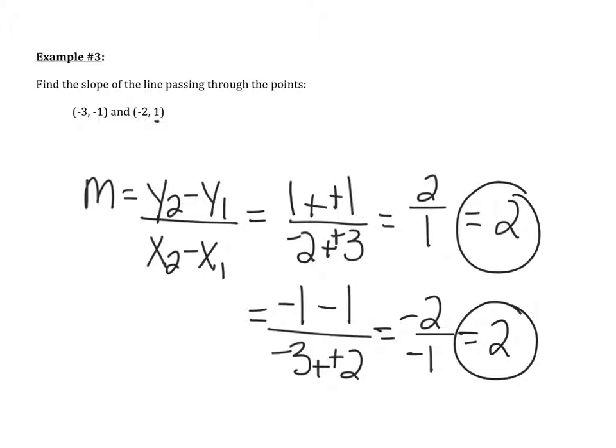Now the question always comes up, do you need to show both ways, just like I did here? I was just showing you that it didn't matter which point you started with, that you'll get the same answer no matter what. So no, you only need to show me one way to get the answer, not both.